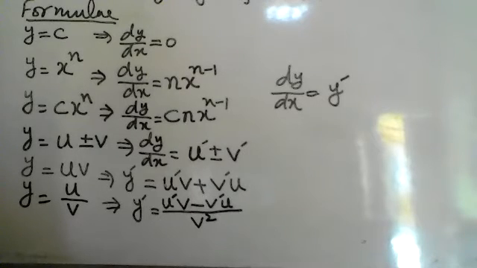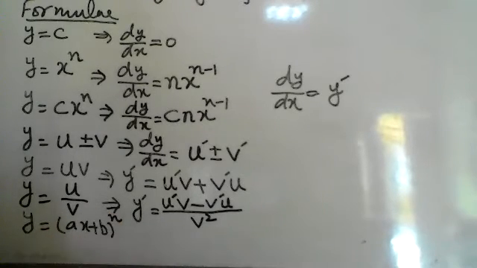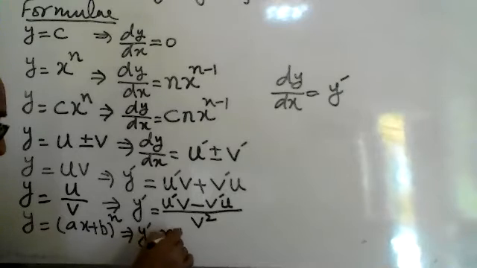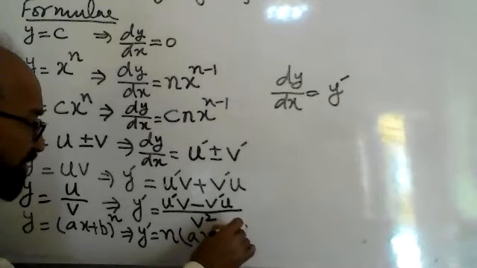And the last formula for the differentiation of algebraic functions: if y is equal to ax plus b whole raised to power n, then the derivative y dash will become, first of all, the power n will come over there. n into ax plus b raised to power n minus 1.